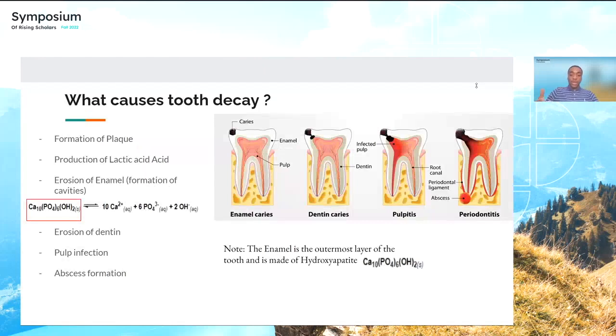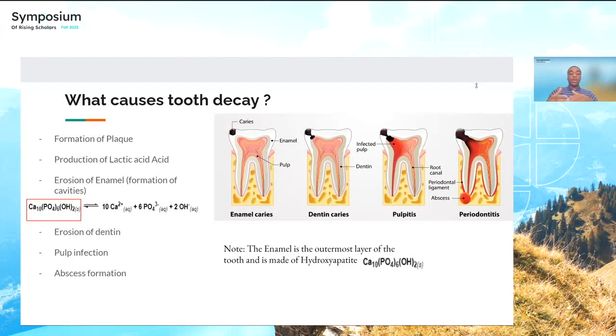So what is tooth decay? Tooth decay essentially is the damage of the tooth due to the production of lactic acid when there's an accumulation of bacteria on the enamel. This happens when you eat and you don't properly brush your mouth, and so this bacteria accumulates on the enamel and produces what is known as plaque. When this happens, they react with the saliva and sugars from the food that you eat, producing lactic acid.